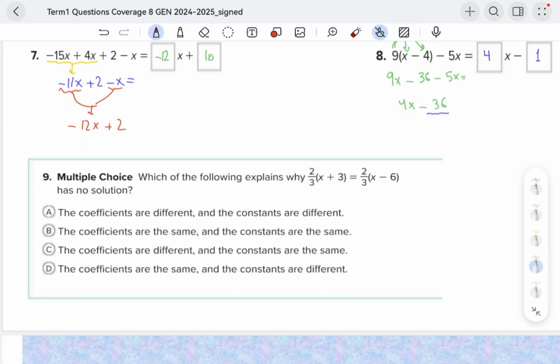Okay, now let's go for question number 9. It says, which of the following explains why the equation has no solution? What we can do for this equation, we can divide both sides by 2/3. So we're going to eliminate this, and we're going to have x plus 3 equals x minus 6. As you can see, we have the same variable with the same coefficient on both sides with different constants. The constant here is 3, and the constant here is negative 6. And that's why we have no solution. Coefficients are the same and the constants are different. This is why.